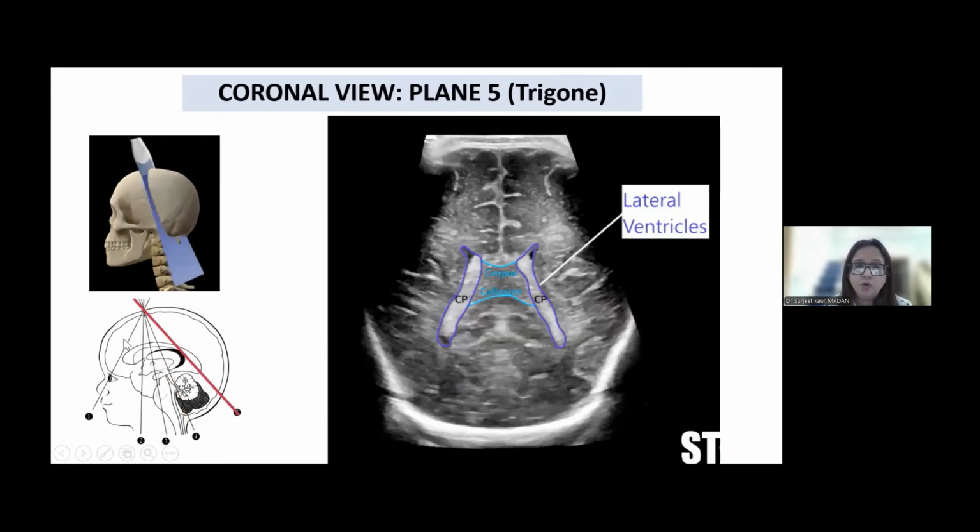Then when you go more posteriorly, see, this is a lateral ventricle. This is the trigone of the lateral ventricle. So you're cutting through the trigone of the lateral ventricle. And these echogenic, hyperechogenic white areas which you see are normal. These are called the choroid plexus. And in between here you have the corpus callosum. This is the trigone view.